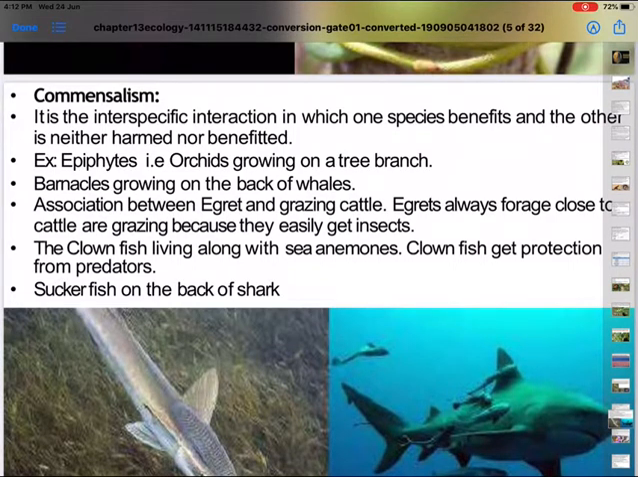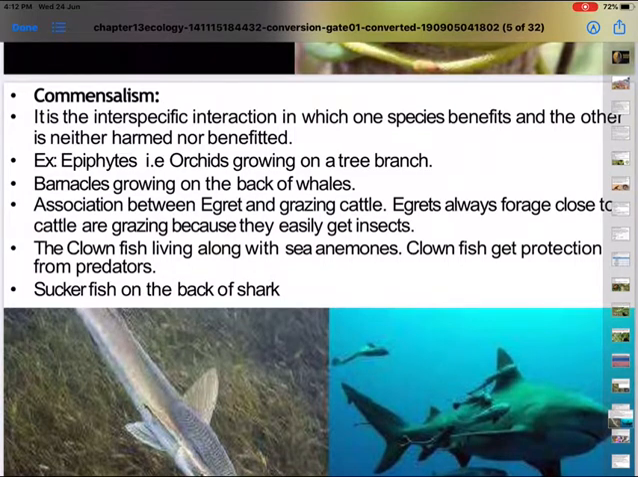They are found growing on the branches and in the forks of trees. Here, they are only growing on top. They are not sucking the food. It is the interspecific interaction in which one species benefits, plus, and the other is neither harmed nor benefited. So zero. That's why I said commensalism is a plus and zero interaction.